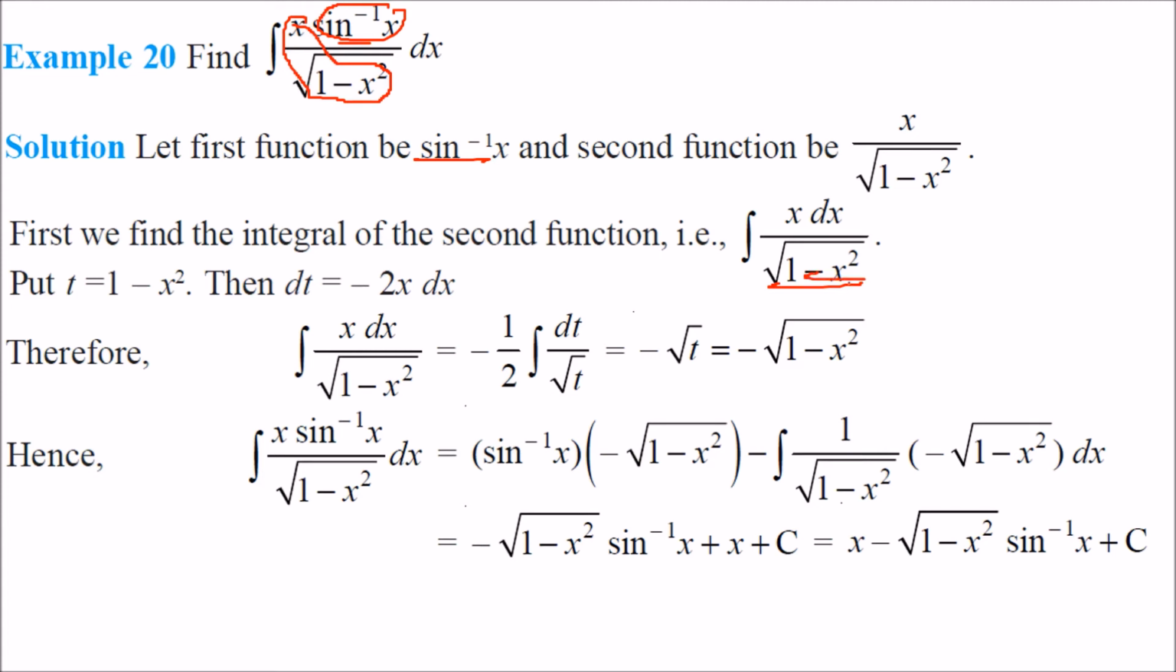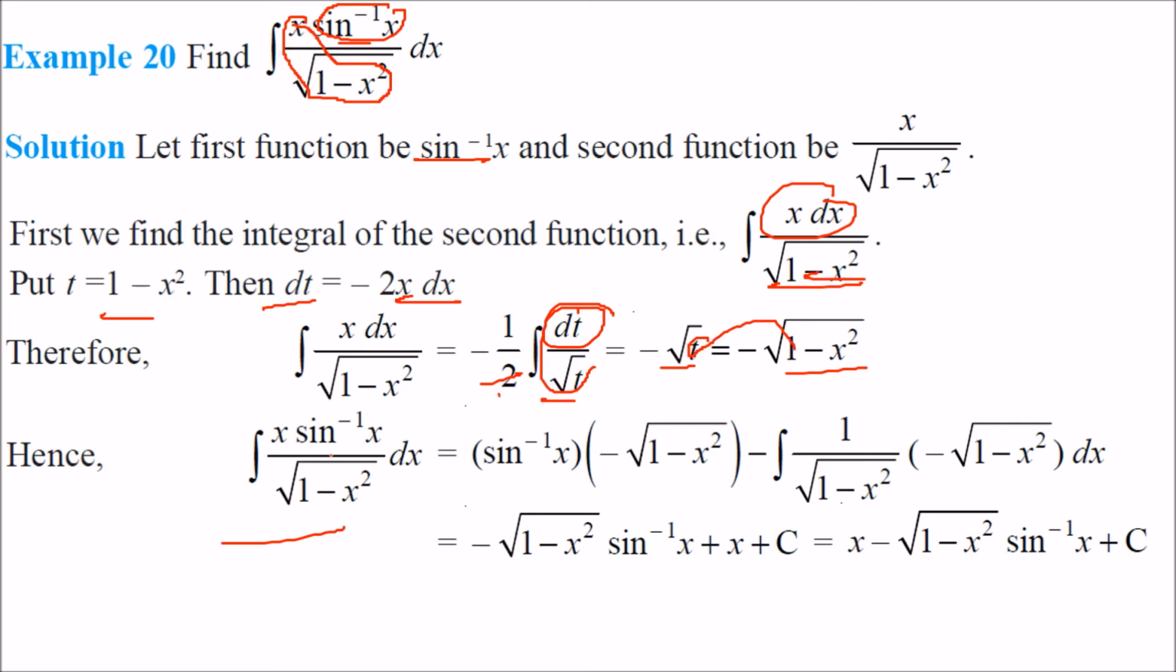So if you take 1 minus x square as t, the above one, that is x dx, you get as dt. So you can write x dx as minus dt by 2. So what we have done here is, this is minus dt by 2 and this is root t, because t has been taken as 1 minus x square. So this integration is simple, root t, right? And 2 gets cancelled because the half power will come. So it will be only minus under root 1 minus x square. So the integration of this is minus under root 1 minus x square, because t was 1 minus x square.